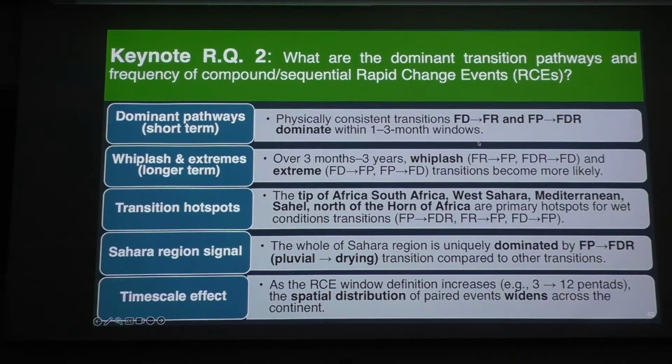Sahara region had pluvial and drying dominate compared to other transitions, while as we move from the low time scale to higher time scale, the spatial distribution does change and widen up.